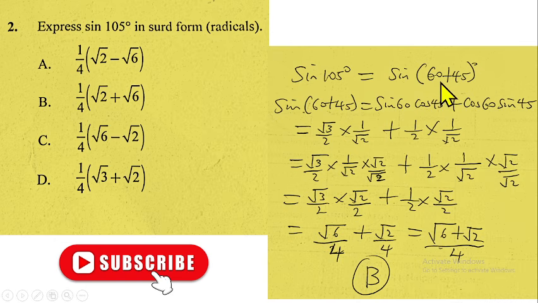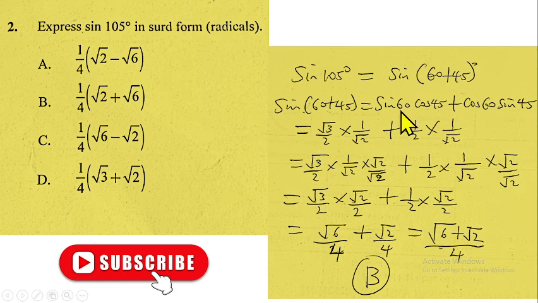Now you're having sine 60 plus 45. Now this one has become a trigonometric ratio of a compound angle. Before it was a single angle, now it's a compound angle, 60 plus 45. Then if you remember vividly the trigonometric ratio of compound angles, sine 60 plus 45 will give us sine 60 cos 45 plus cos 60 sine 45. I say again, sine 60 plus 45 will give us sine 60 cos 45 plus cos 60 sine 45.